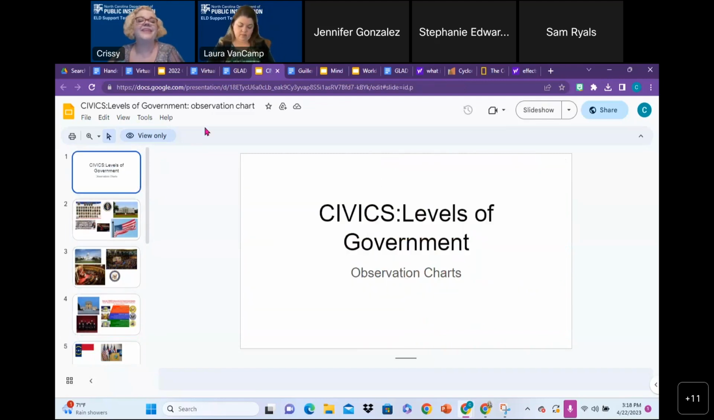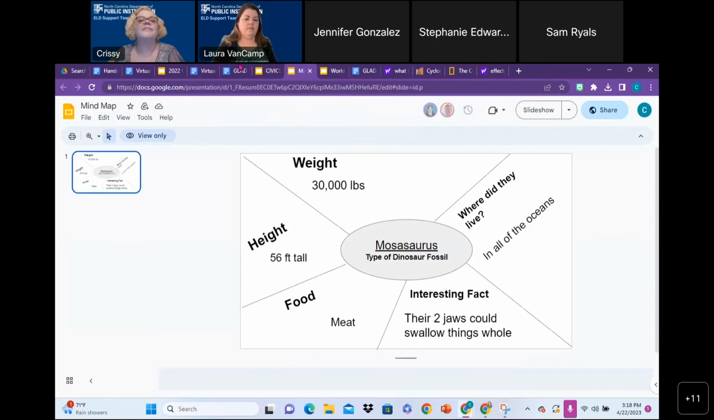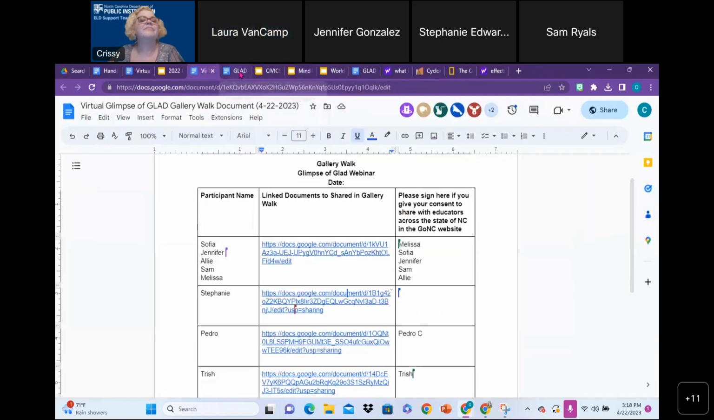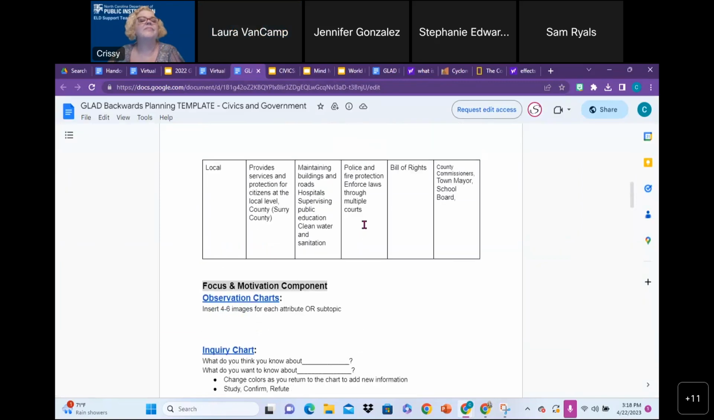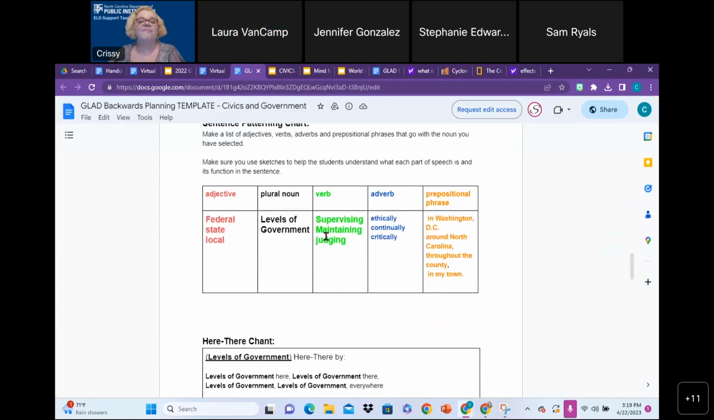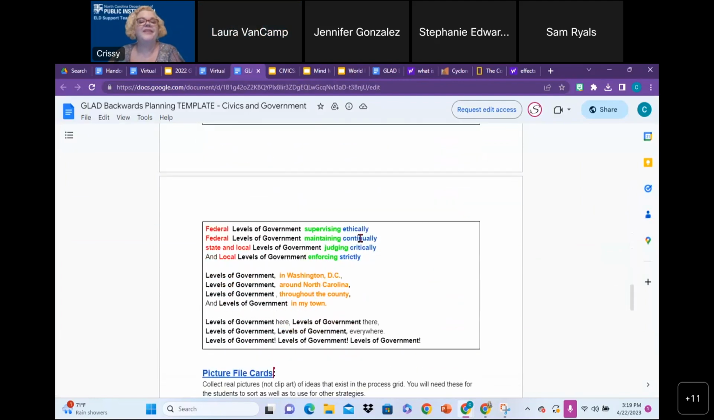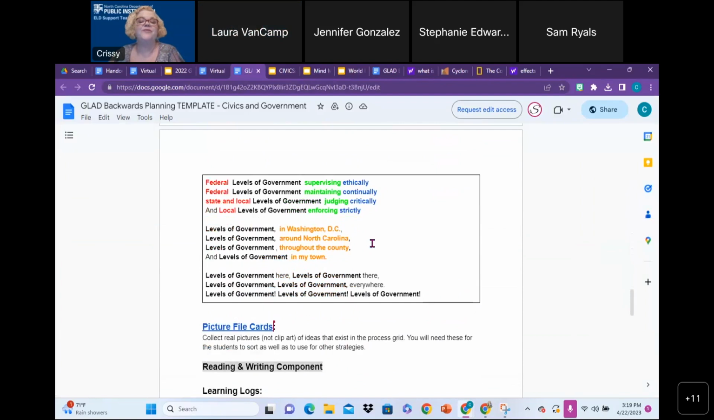Oh, that's very nice. And then if you go back, scroll down. I did a mind map also, but I didn't fill it in. I gave the stems. And I did the sentence pattern chart and a here there chant. Okay, and then the here there, let's look at that one. Oh, I love it. Get that academic vocabulary. I love it. Enforcing, judging, maintaining, supervising. Wonderful.